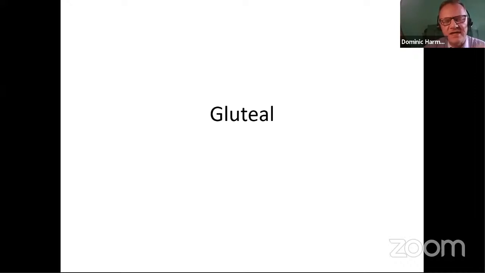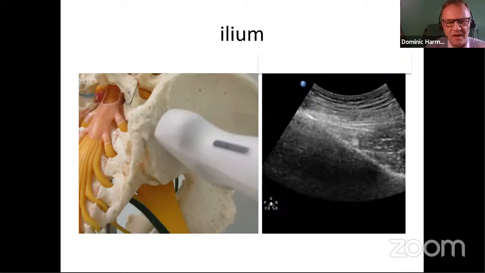Gluteal, very relevant. Relevant too because you can even get a hip pain. I link hip pain with back pain, and the hip can present as pain in the gluteal area. There are other causes of gluteal pain, and I'll mention one or two, probably the most common ones.